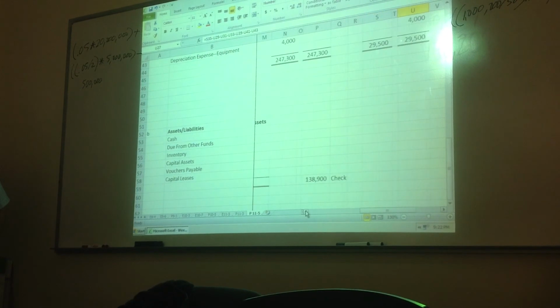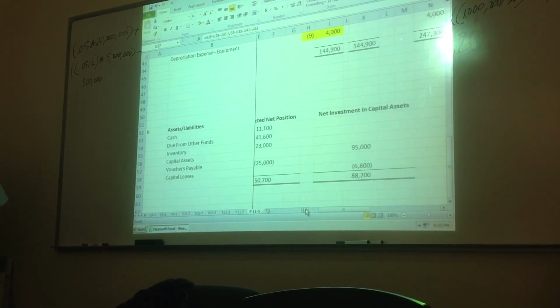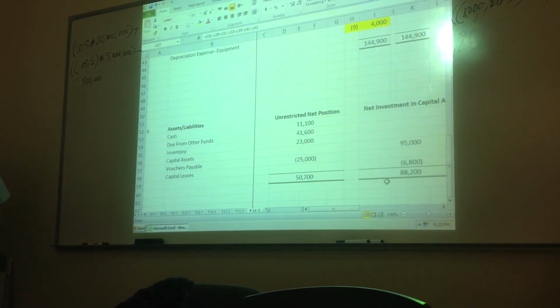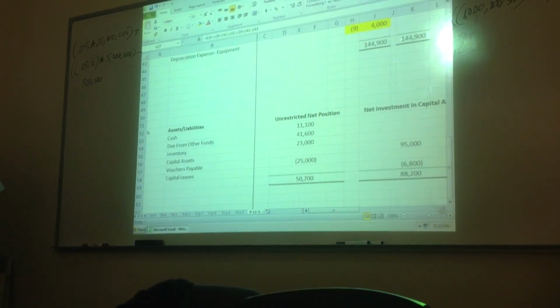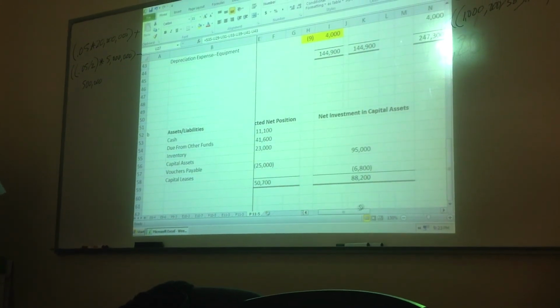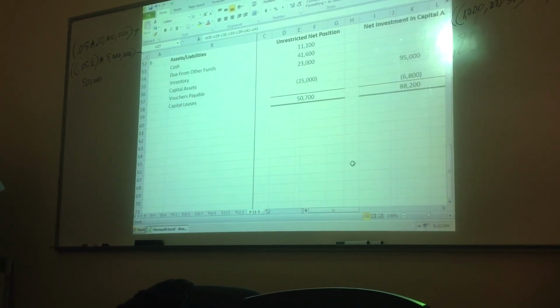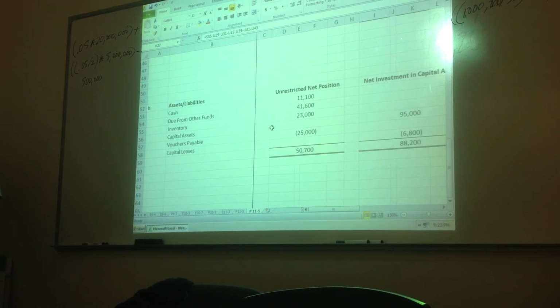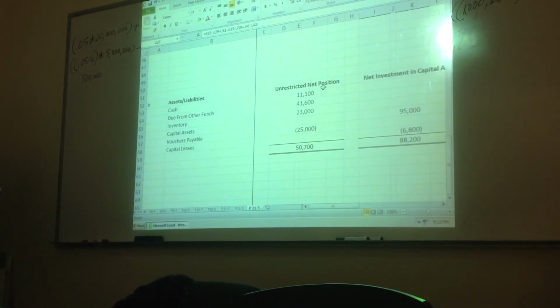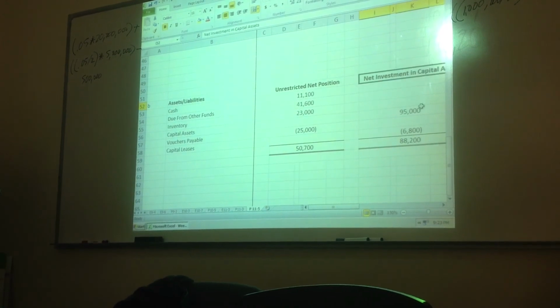Letter B asks you to prepare a schedule computing the amounts reported for each of the 3 components of net position. You only have 2 components in your net position. So you only have 2 columns, same kind of table we did in the previous problem. What's unrestricted, what's net investment in capital assets.